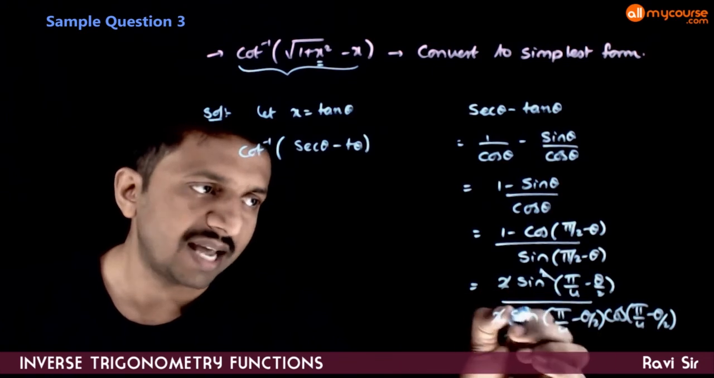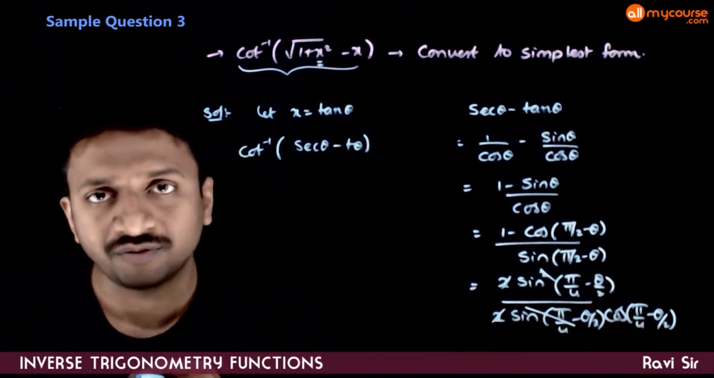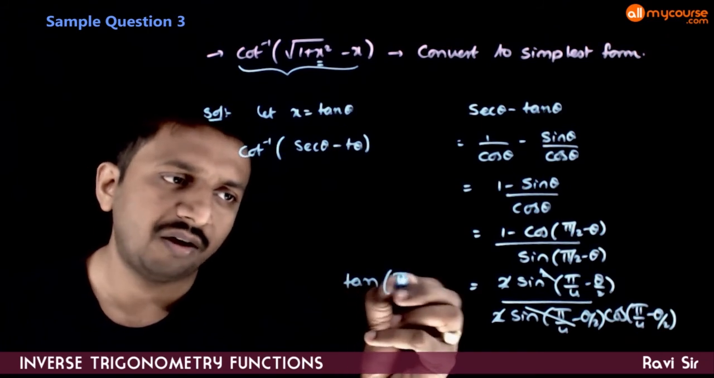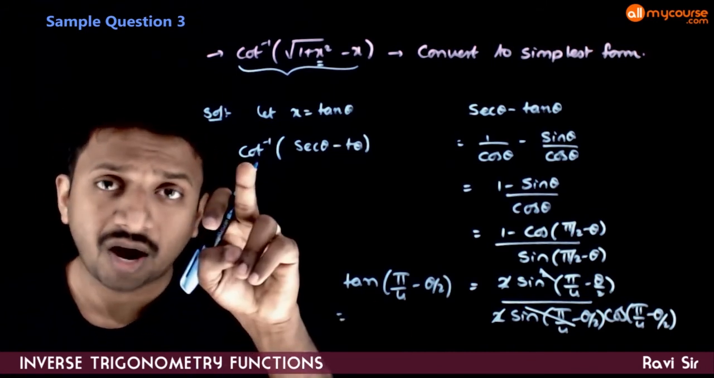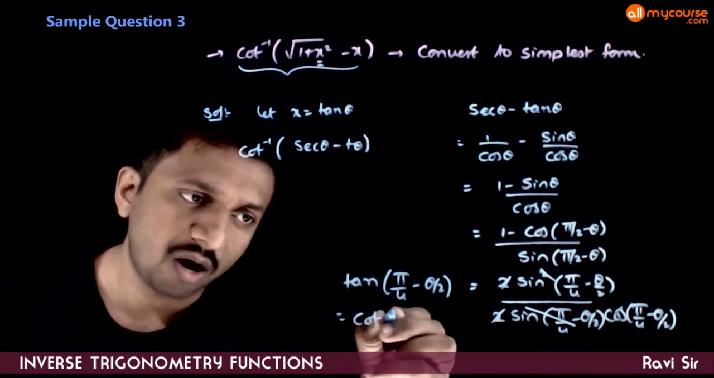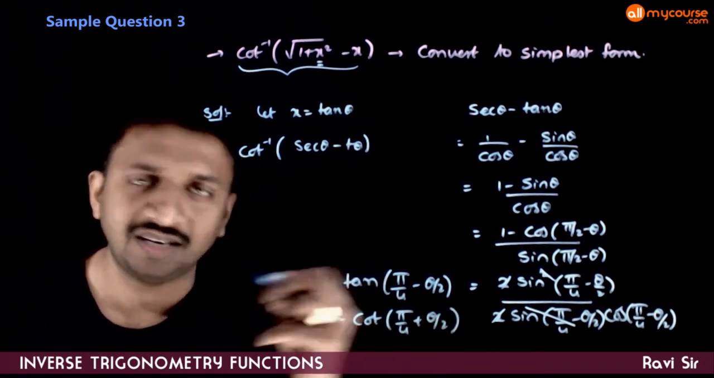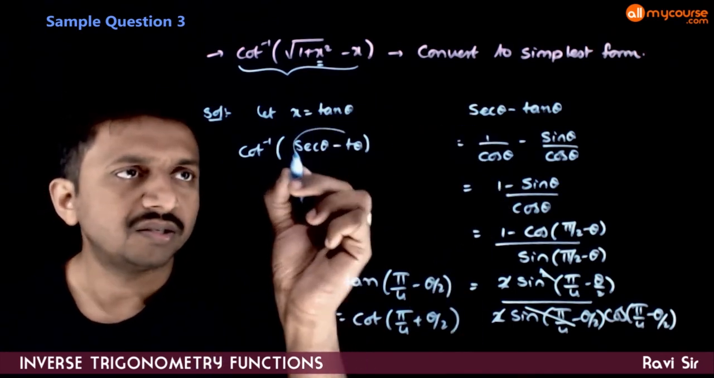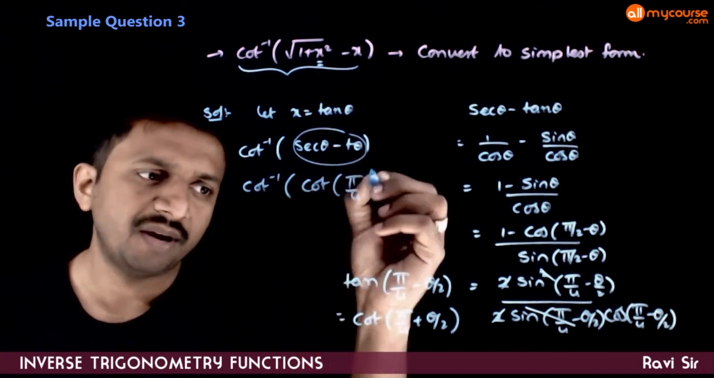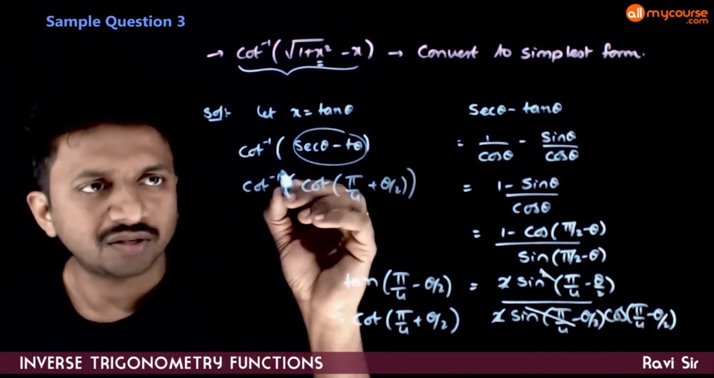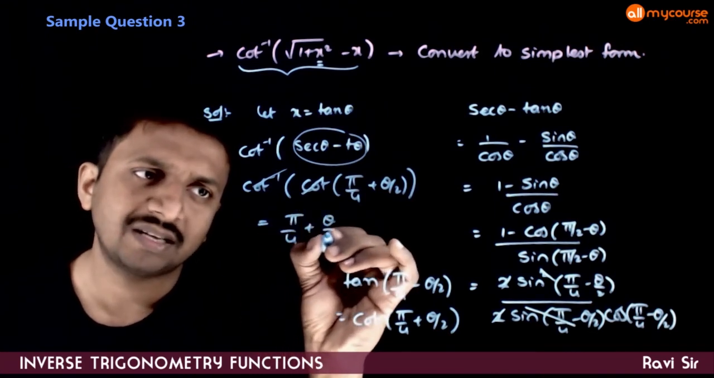2 and 2 get cancelled. 1 sine and 1 sine get cancelled. So this becomes sine of pi by 4 minus theta by 2 by cos of pi by 4 minus theta by 2, which is tan of pi by 4 minus theta by 2. And this can also be written as, you have cot inverse outside, so this can be written as cot of pi by 2 minus of this. That becomes pi by 4 plus theta by 2. So effectively, secant theta minus tan theta can be written as cot of pi by 4 plus theta by 2. Now this cot inverse and this cot get cancelled. So the answer is pi by 4 plus theta by 2.